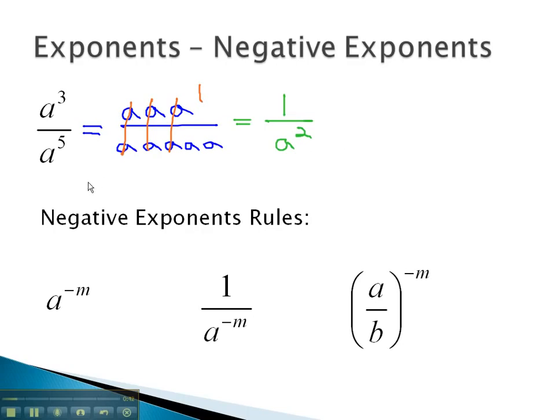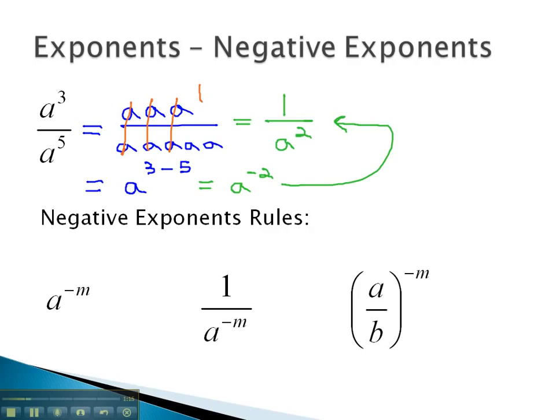However, we could have solved this problem a second way. We could have solved the original problem using the quotient rule, which says we subtract the exponents, 3 minus 5, which would give us a to the negative 2. Notice that our negative exponent is the same as 1 over a to the positive exponent of 2. A negative exponent simply means all the a's have divided out in the numerator, leaving a's behind in the denominator.